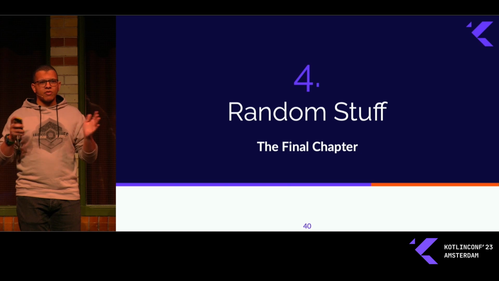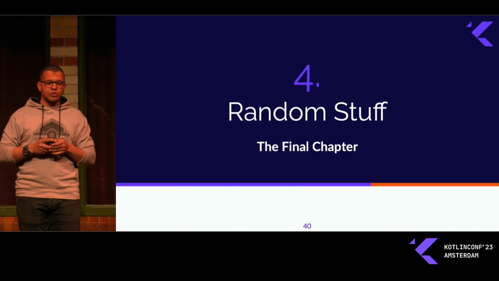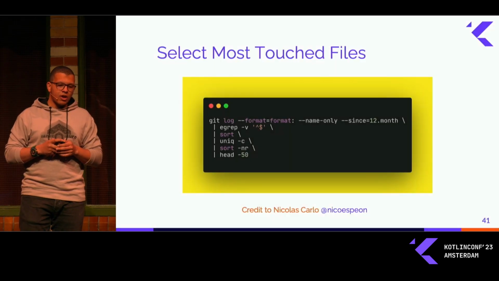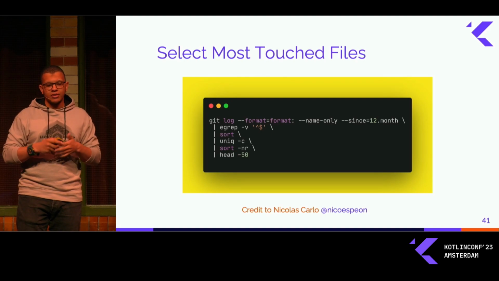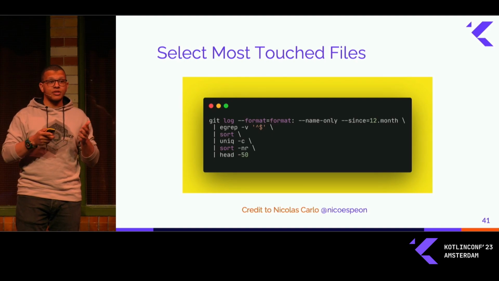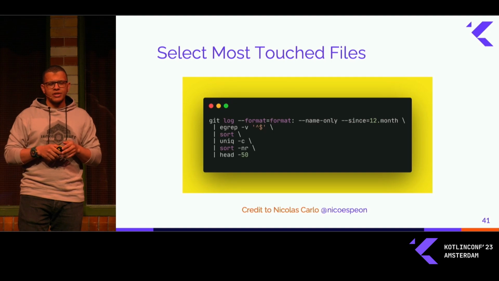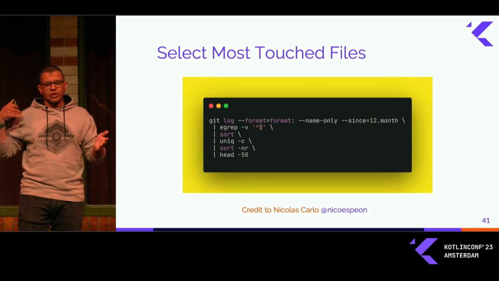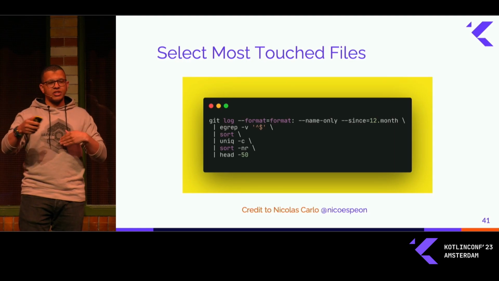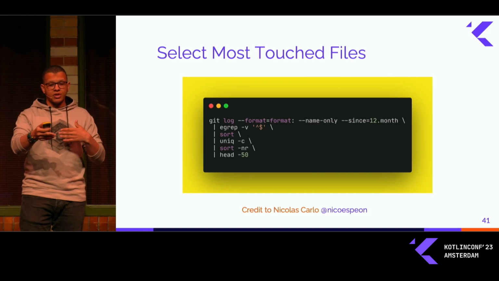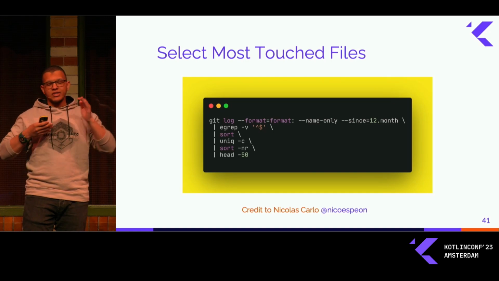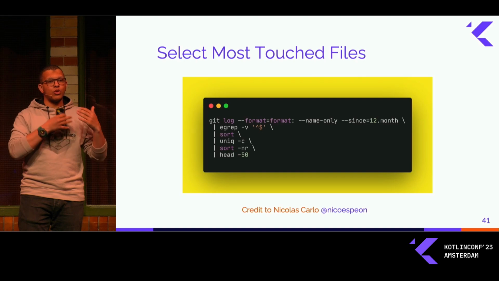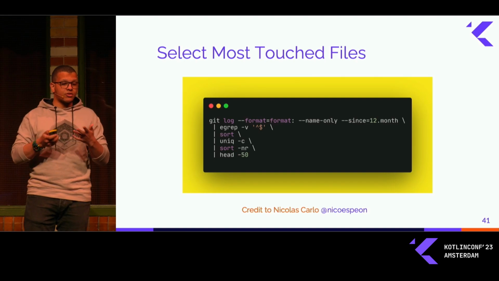OK, let's talk about some of the random stuff that didn't fit well in the previous chapters. So here is a great Git command. This is credit to Nicolas Carlo, who shared this on his LinkedIn page. Basically, this will allow you to select the top 15 files most changed during the last 12 months. You can basically change the parameters there. So you can select those files, and you can start with those files to do the conversion. This is a great Git command.